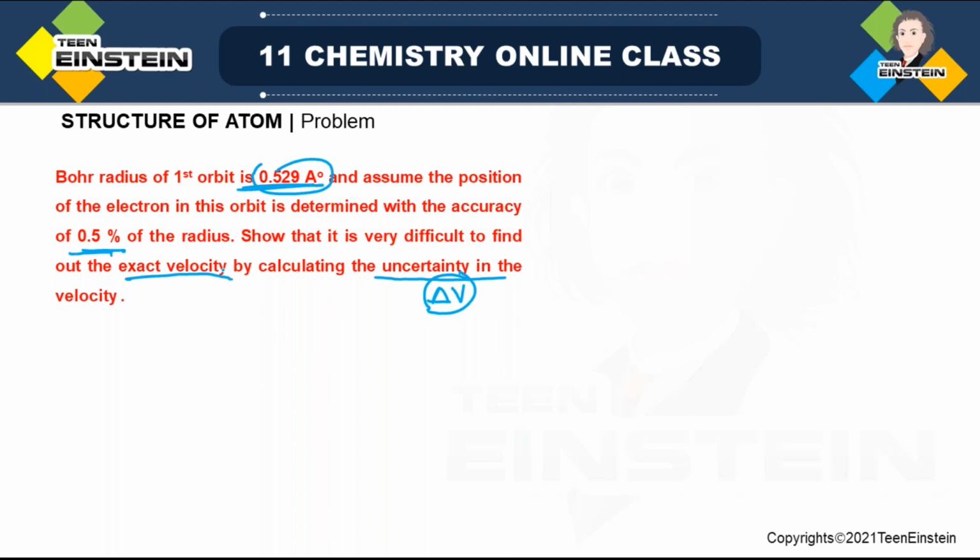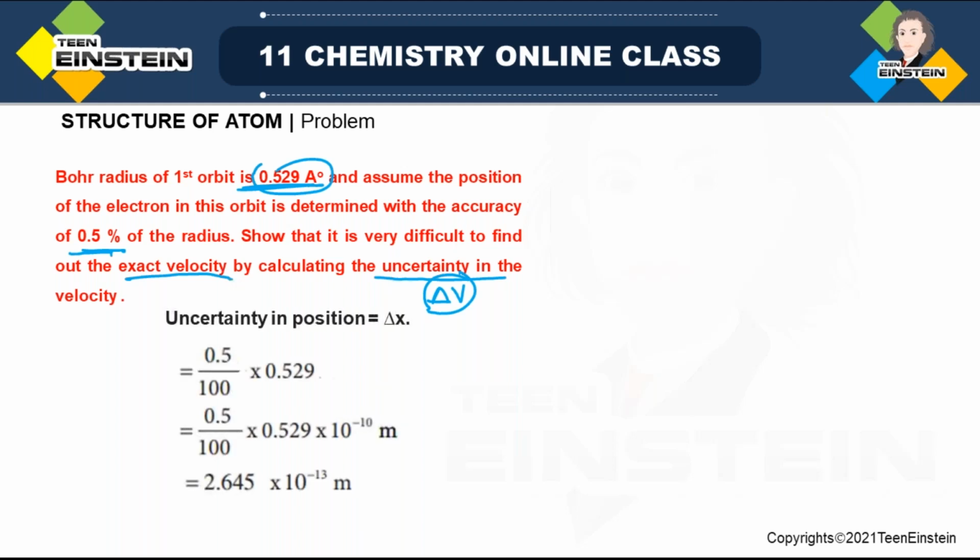Del X into del V greater than or equal to h by 4 pi m. So uncertainty in position is del X, which is equal to 0.5%, that means 0.5 divided by 100 of the radius of the first orbit, and the radius of the first orbit is 0.529 angstrom. Now it is in angstrom. If you convert it to meter, you have to multiply by 10 to the power minus 10, and ultimately this is the value of del X.